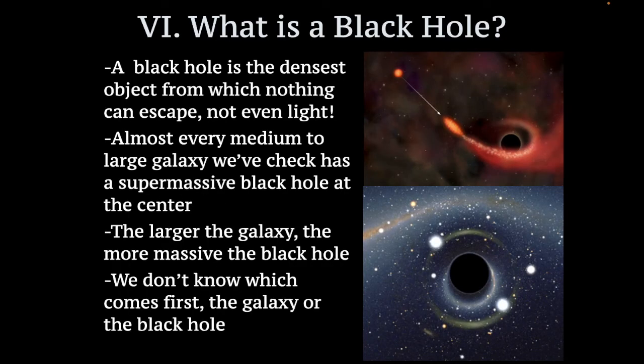And then let's focus on what a black hole is, as well as dark matter. We don't have a lot of information. We're still researching a lot of this, but a black hole is basically focusing on density. It's considered the densest object from which not even light can escape. It's believed that the larger the galaxy, the more massive the black hole, and we don't know which came first, the galaxy or the black hole. If the galaxy formed the black hole, what's happening?